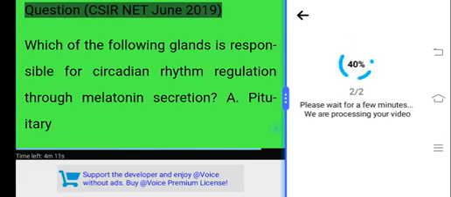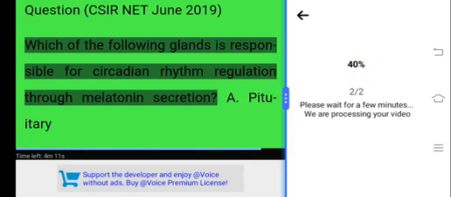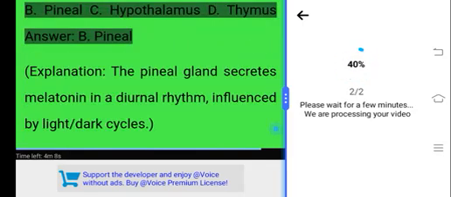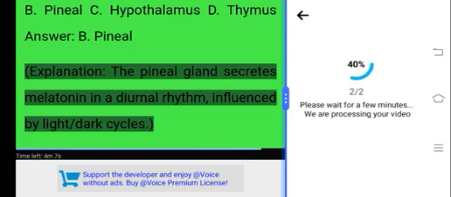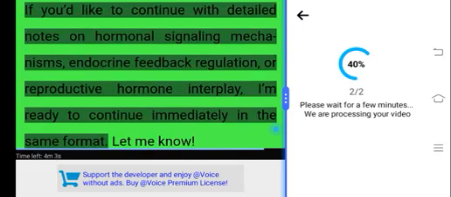Question. CSIR NET June 2019. Which of the following glands is responsible for circadian rhythm regulation through melatonin secretion? A. Pituitary. B. Pineal. C. Hypothalamus. D. Thymus. Answer. B. Pineal. Explanation. The pineal gland secretes melatonin in a diurnal rhythm, influenced by light-dark cycles.